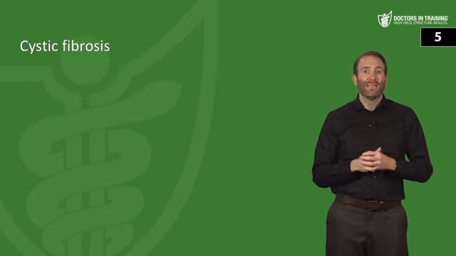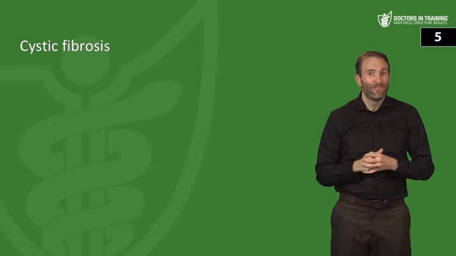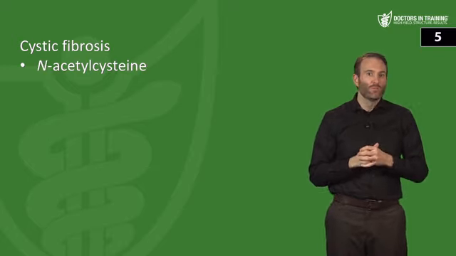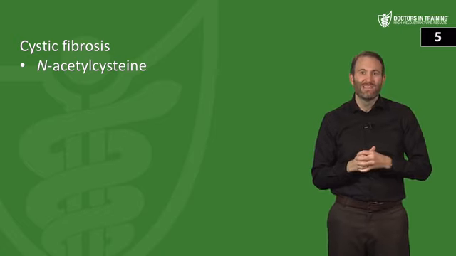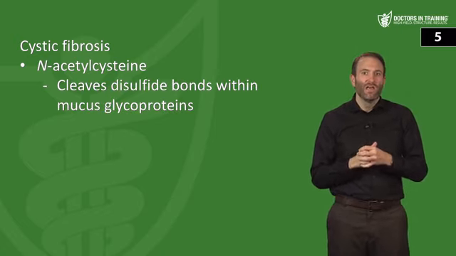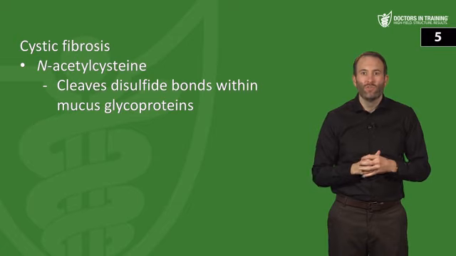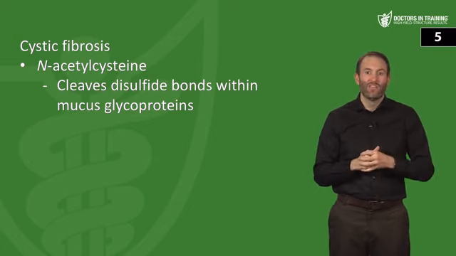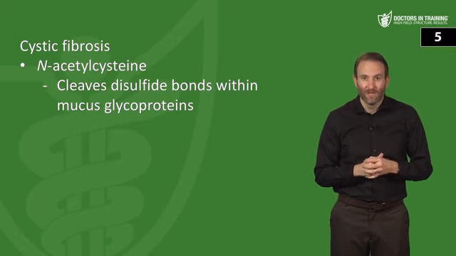So how do we treat cystic fibrosis? Well, we don't have a lot of great treatments. We can use something like N-acetylcysteine to loosen up mucus plugs. We're not using it as much as we used to. This is an inhaled medication. It cleaves disulfide bonds within the mucus glycoproteins. You may also recognize N-acetylcysteine as a potential antidote to acetaminophen toxicity.